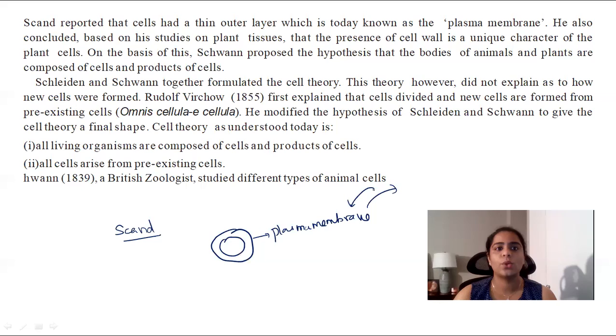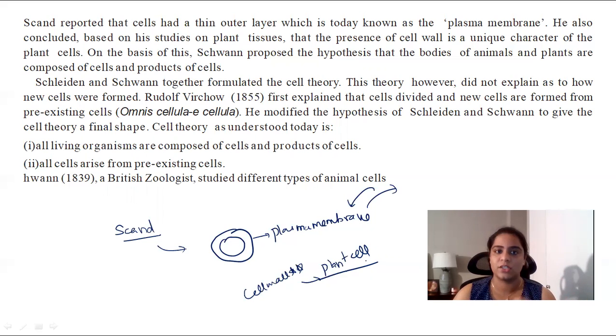He also concluded, based on his studies on plant tissues, that the presence of cell wall is a unique character of the plant cell. और इन्होंने सिर्फ सेल प्लाज्मा मेम्ब्रेन के बारे में ही नहीं बोला, इन्होंने बोला है कि सेल वॉल एक इम्पॉर्टेंट कैरेक्टरिस्टिक फीचर ऑफ प्लांट सेल है जो एनिमल सेल्स में एब्सेंट होती है. Main thing, if you see a cell wall, that's a plant, right? So that was done by Schwann.